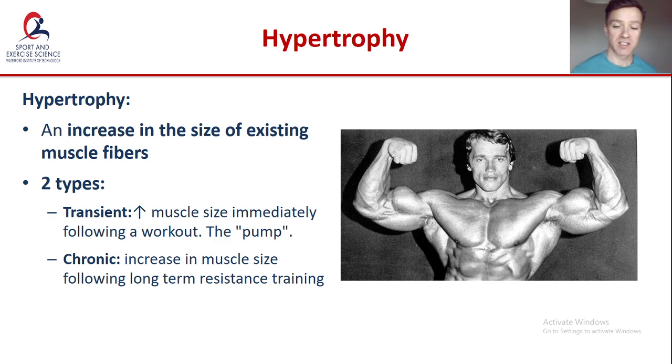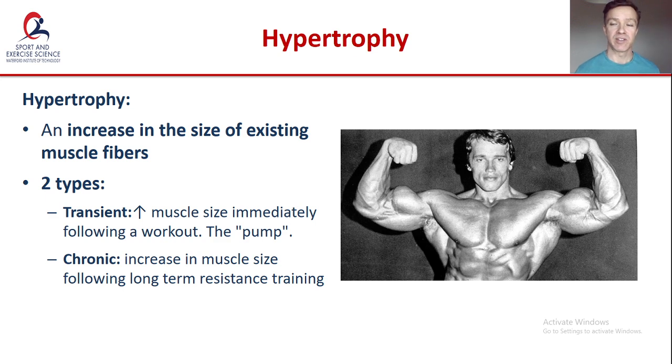Okay, so let's get on to hypertrophy then. Hypertrophy is when there's an increase in the size of the existing muscle fibers. It is not an increase in the number of muscle fibers or the creation of new muscle fibers that hyperplasia suggests. Hypertrophy is an increase in the size of the existing muscle fibers. There are two types of hypertrophy. We've got transient and chronic. Transient is when there's an increase in muscle size immediately following a workout, more commonly known as the pump.